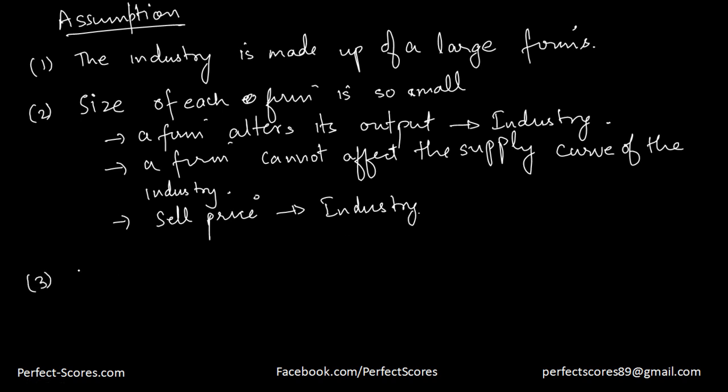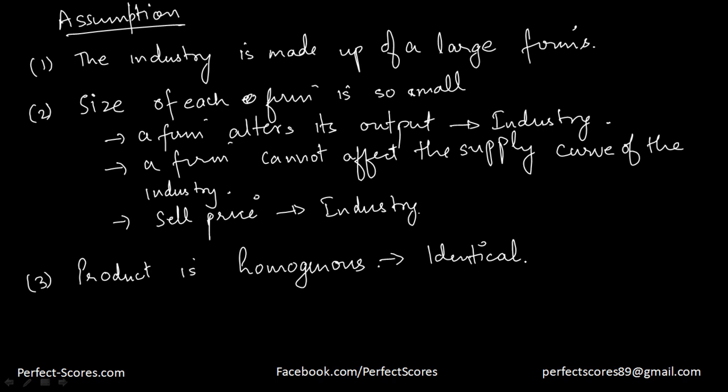The next assumption is that the product of the industry is completely homogeneous. That means the products are identical. A consumer or customer will not be able to make out which firm a product belongs to, which means there is no marketing, and no attempt by the firms to distinguish their product from other firms. That is one of the assumptions of perfect competition.